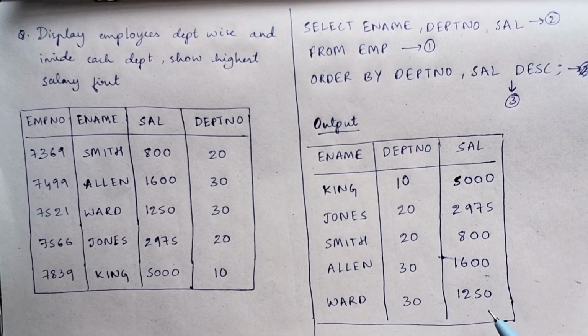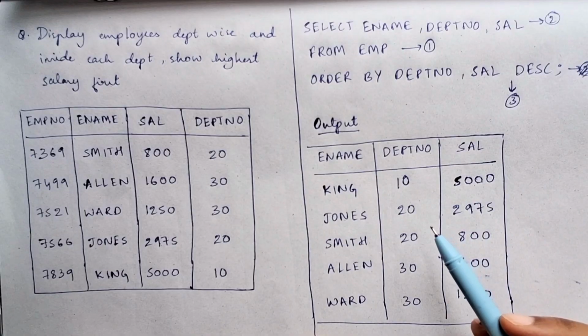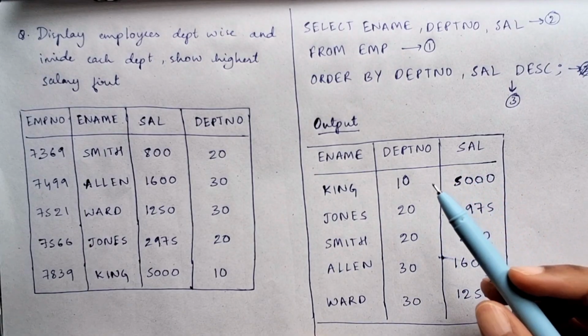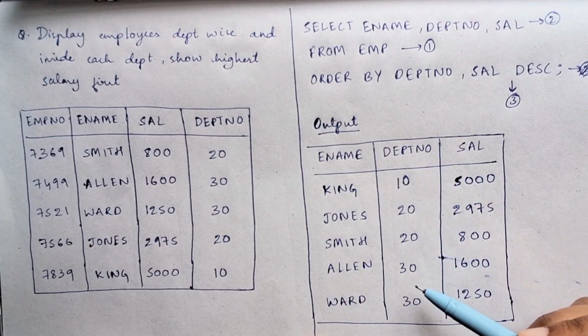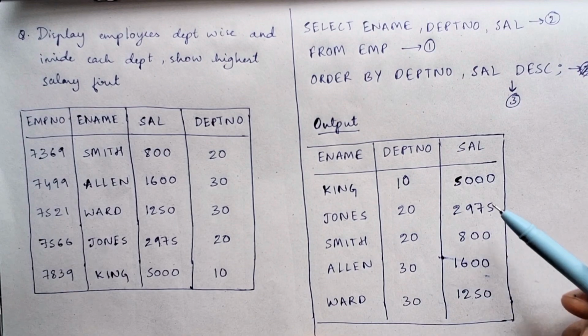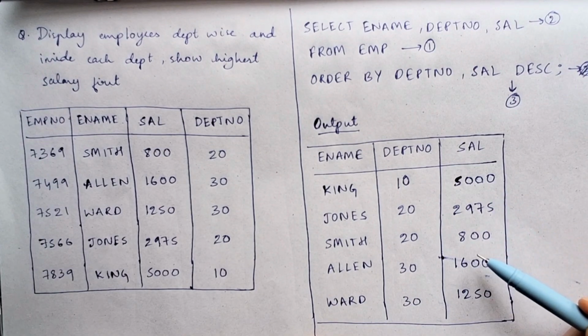So guys, sorting happens column by column. SQL first completes sorting for department number, then only it goes for sorting salary, and this is called multi-level sorting.